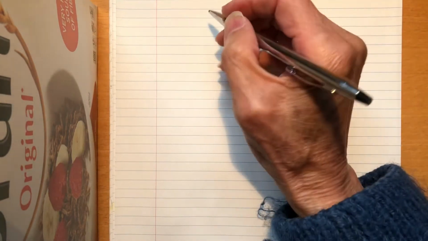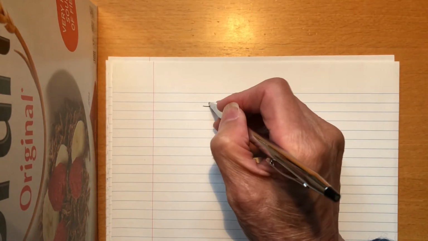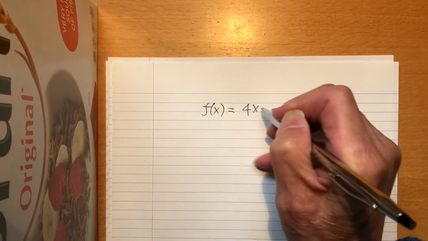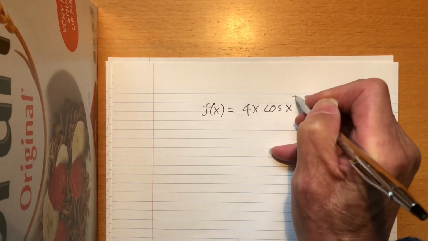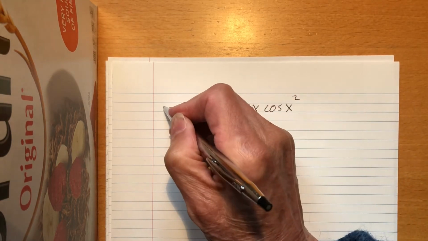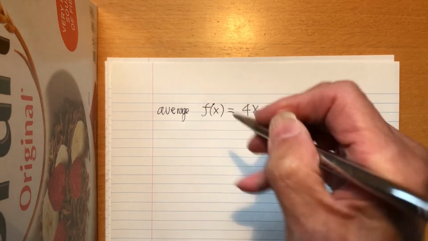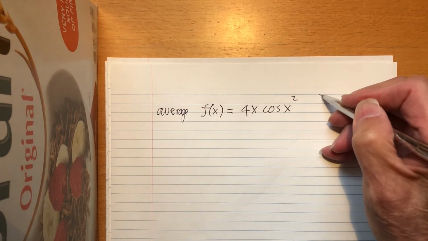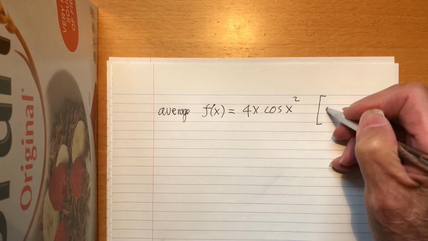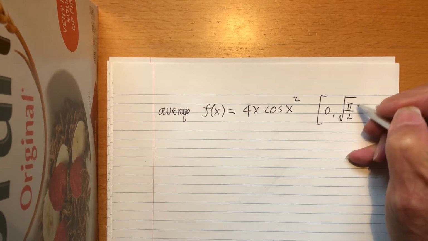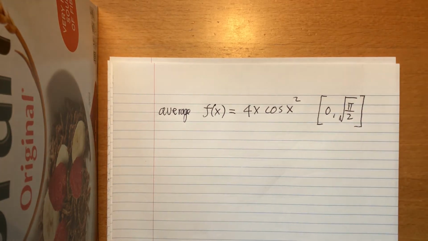Now I have a calculus question. The question is, I am given a function 4x cosine x squared. What is the average of this function on an interval from 0 to root pi over 2? So this is my question.